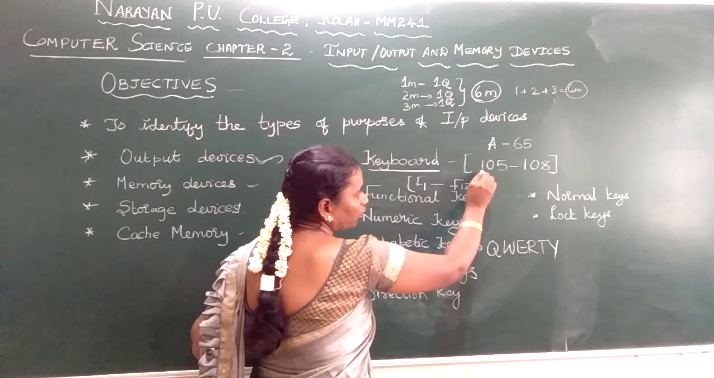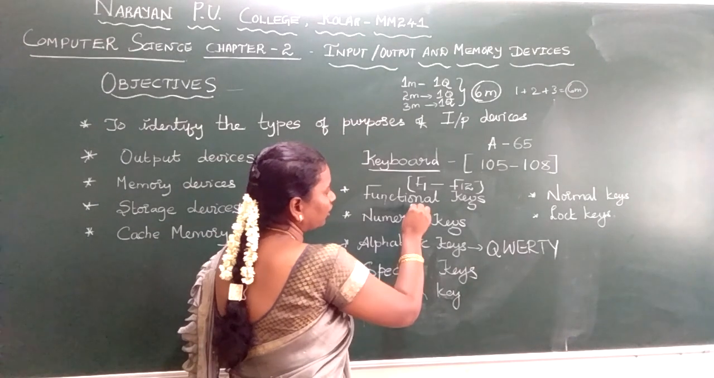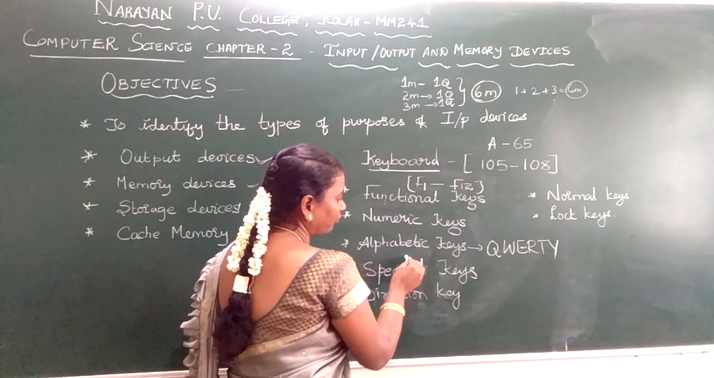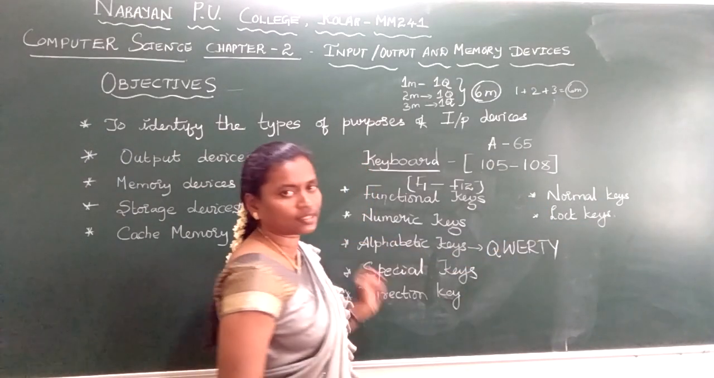In a standard keyboard, 105 to 108. So we do have types of keys in the keyboard. One is functional keys, numeric keys, alphabetic keys, special keys, direction keys, normal keys and lock keys.